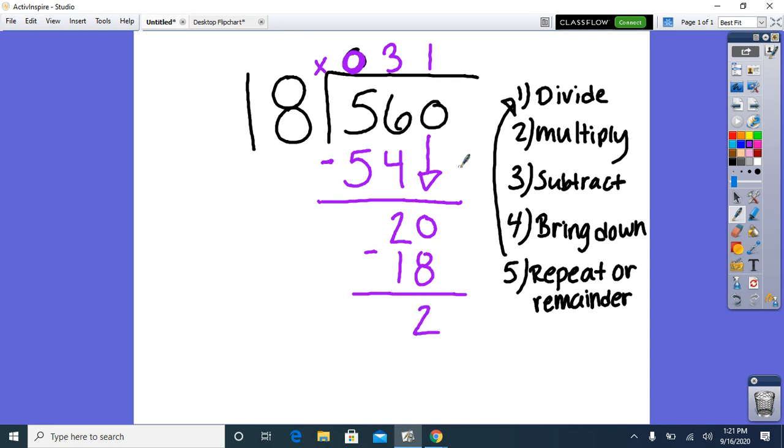I don't have anything else to bring down. So for my fifth step, this is going to be my remainder. So my answer will be written like this. 31, and then a little space here, R2. The R stands for remainder. So your answer will be 31 with a remainder of 2.